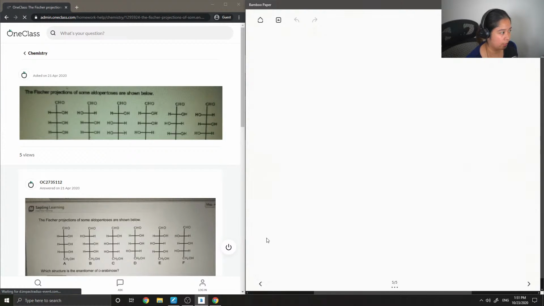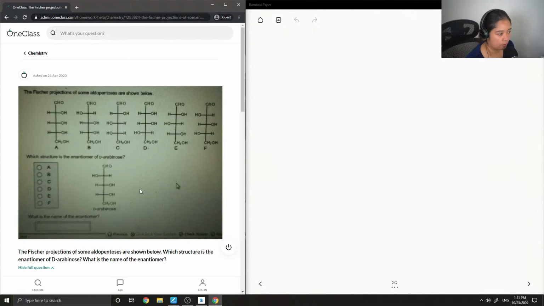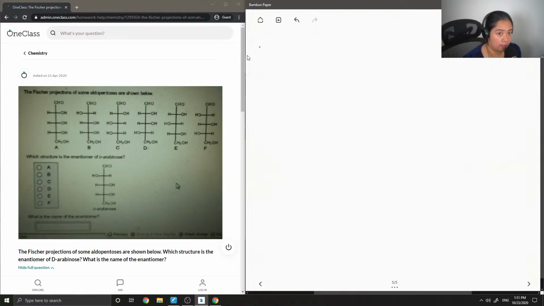And now we can check out question number 5. It's kind of blurry, but basically they have different Fisher projections of some aldopentoses shown below, with options ranging from A to F. So which structure is the enantiomer of D-arabinose? Okay, so this is question number 5.